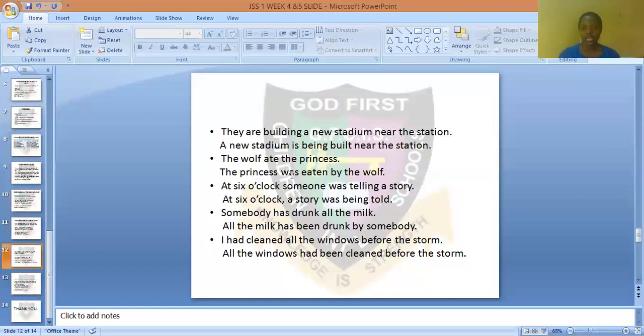So here in the passive voice, the subject is the receiver of the action. A new stadium is being built near the station.